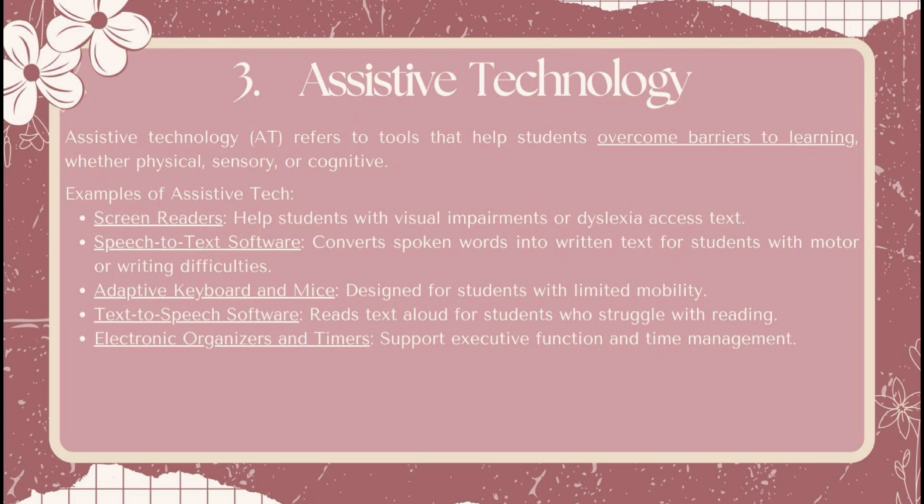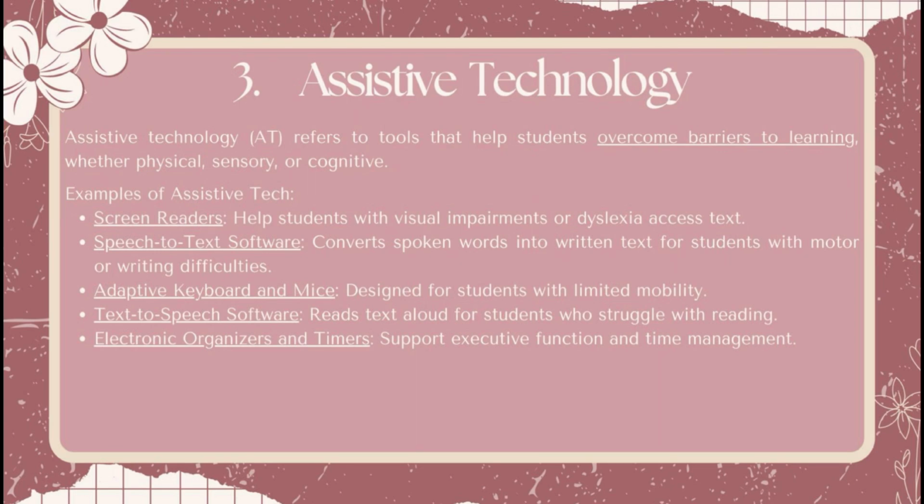This helps the student complete essays and written assignments more efficiently. Next is the adaptive keyboard and mice. It is designed for students with limited mobility. For example, a student with cerebral palsy uses a large keyboard and a joystick mouse that is easier to control than standard devices, allowing them to type and navigate a computer without frustration.